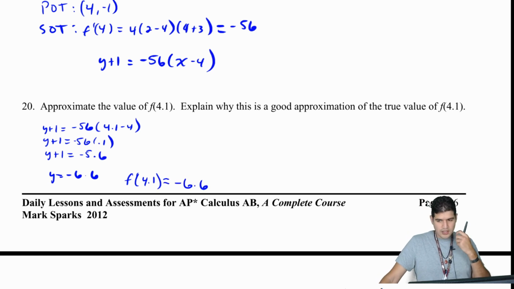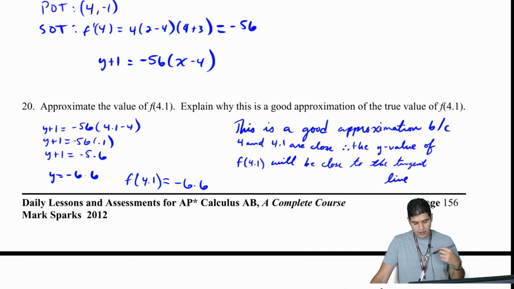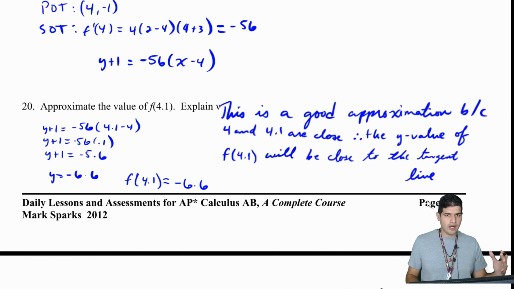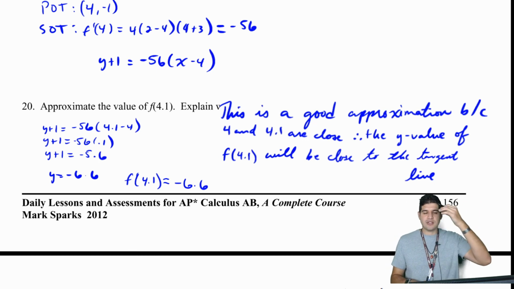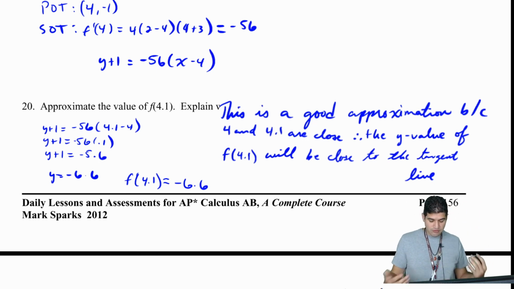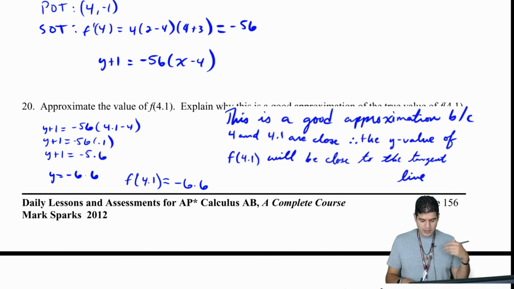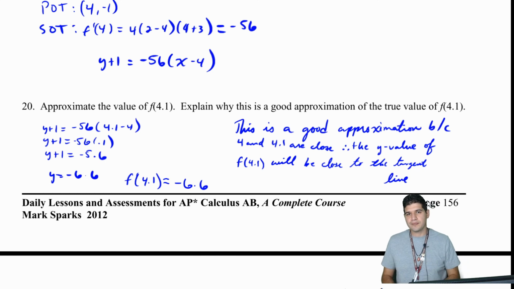-6.6. So we now need to say why this is a good approximation. So this is a good approximation because 4.1 is a close value to 4, which we just found up above. So therefore, the y value of f of 4.1 will be close to that tangent line that we used.